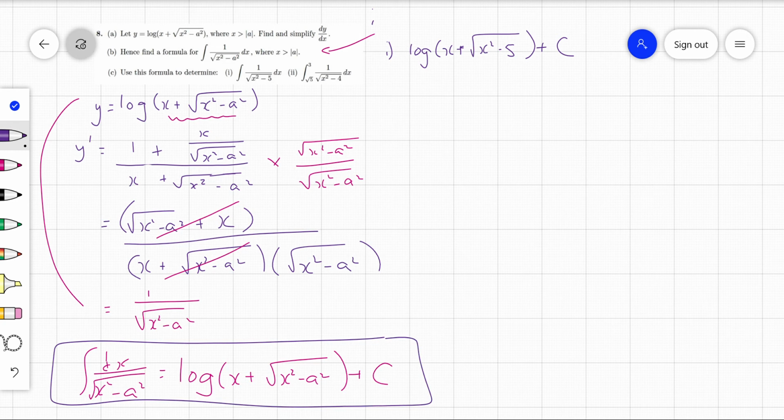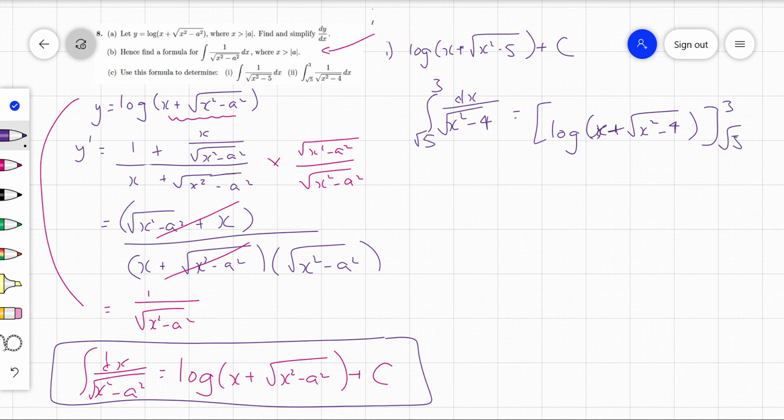If you've got a definite integral here, so same, dx. So putting it in that formula, but now it's a definite integral. We've got x plus the square root of x squared minus 4, if you can read that, and root 5 and 3 here.